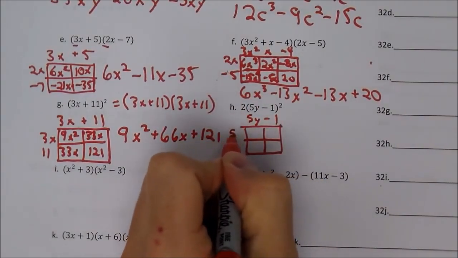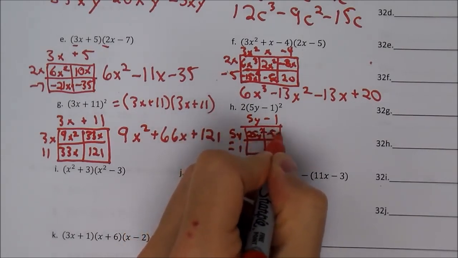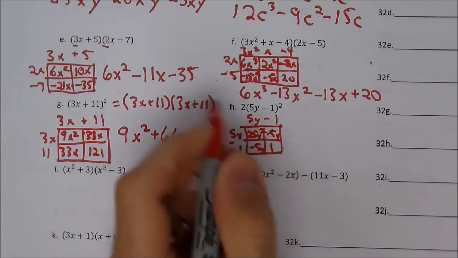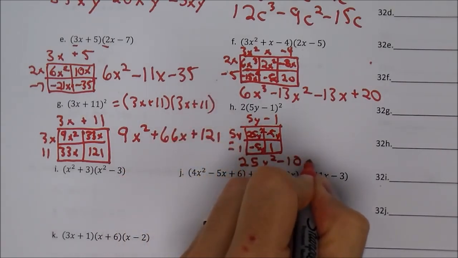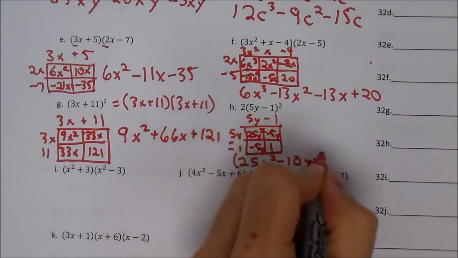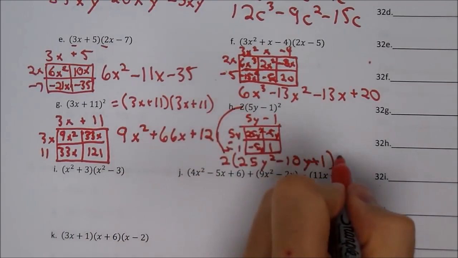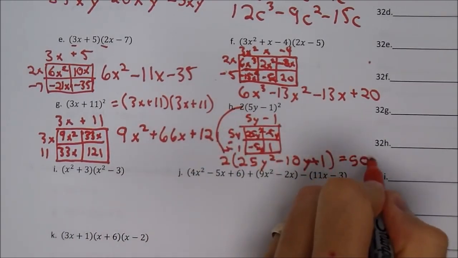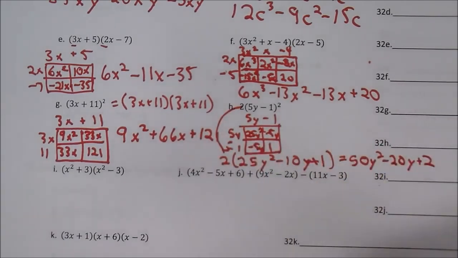So take care of these two. I get 25y squared minus 5y minus 5y and 1. So that comes out to be 25y squared minus 10y plus 1. Now, I bring down the 2 that was out in front, and I need to distribute it in, and it becomes 50y squared minus 20y plus 2.